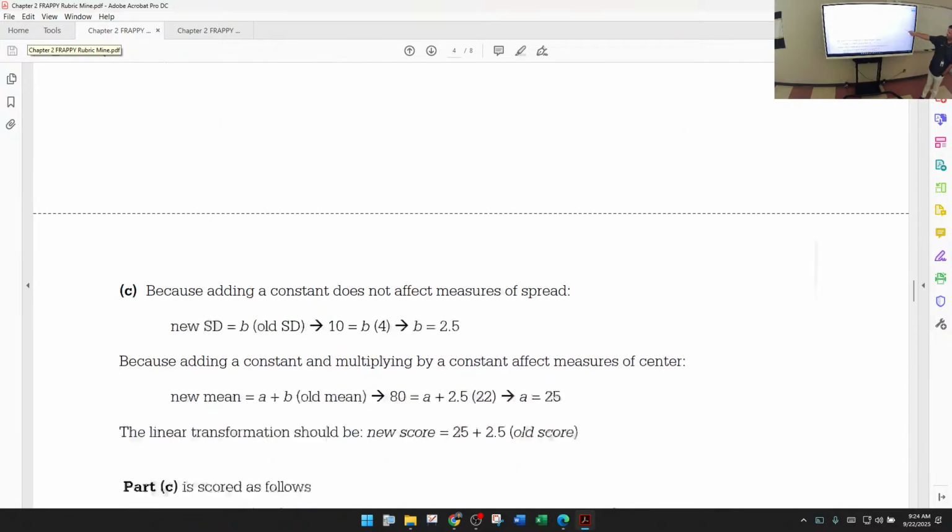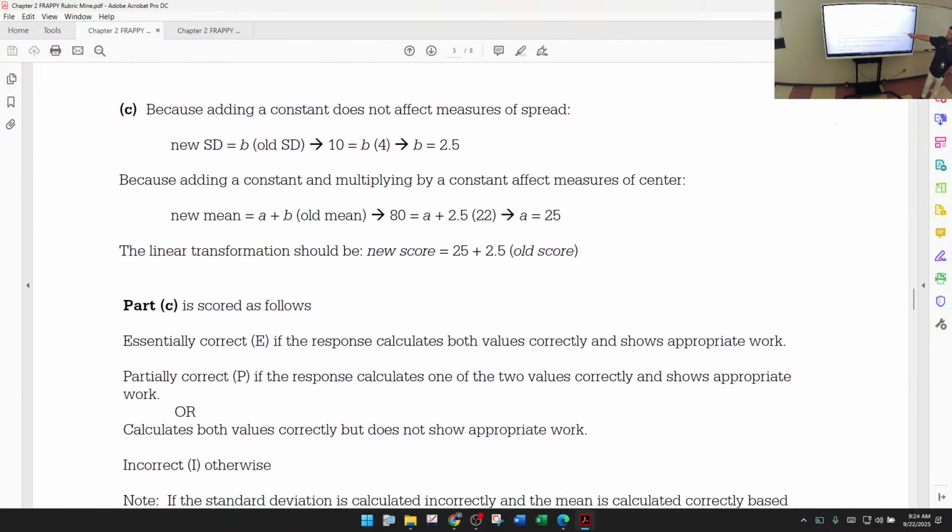Okay? Part C. Because adding a constant does not affect the measure of spread, the new standard deviation is B times the old standard deviation, which is 10 is equal to B4, so therefore B should be 2.5. Because adding a constant and multiplying by a constant affect the measure of center, then the new center will be 25. The new linear transformation should be 25 plus 2.5 old score.